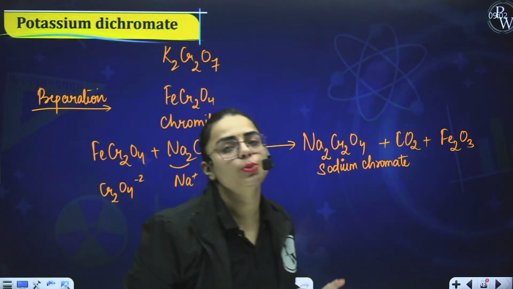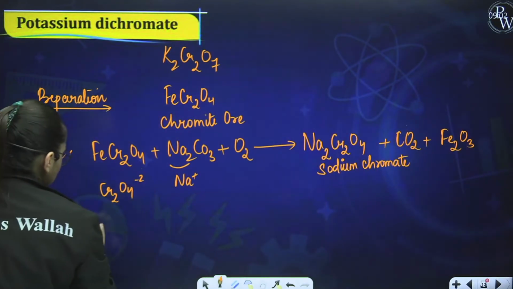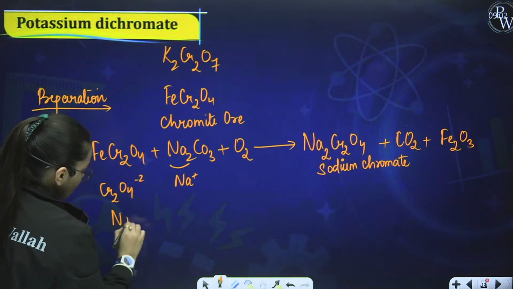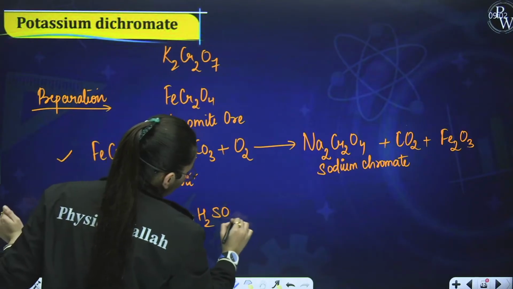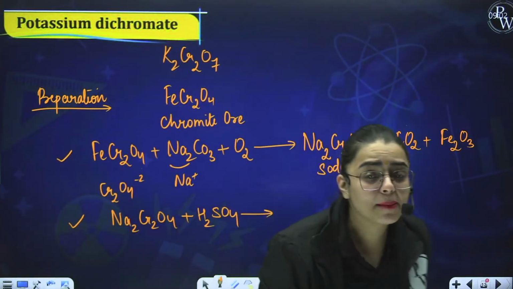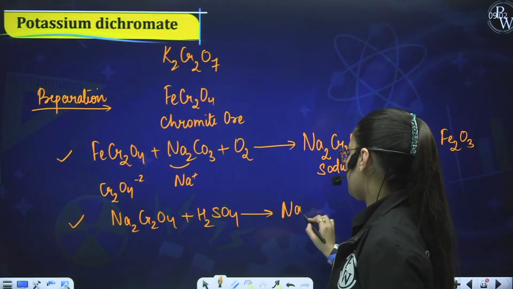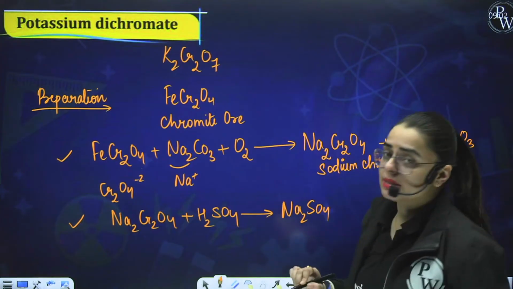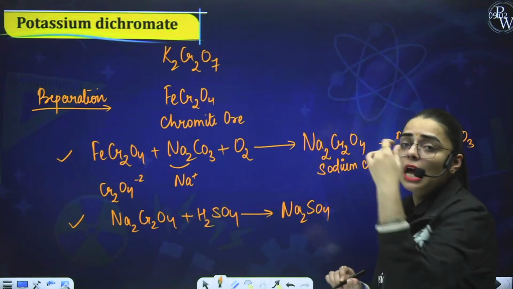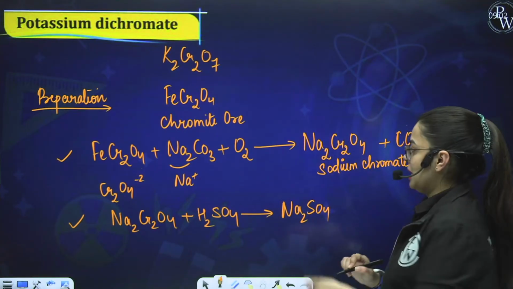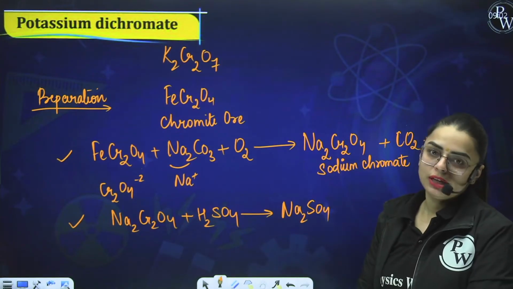Now we shall react with H2SO4. This is the first step. The second step, see what will happen. This sodium chromate will react with whom? With H2SO4. Then what will happen? It is quite simple. Na2SO4 will be formed. But what else can be formed? Here it is sodium chromate, but now sodium dichromate will be formed.